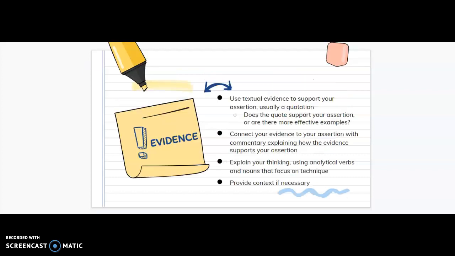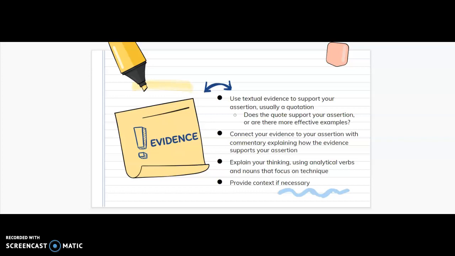So this is where we were. We were looking at evidence. On Tuesday, we connected evidence and commentary. You want to find evidence that supports your assertion. For your body paragraph, you're going to want to find 3 different pieces of evidence that support your assertion. Then you want to connect the evidence to your assertion with commentary. You need to explain how the evidence supports your assertion.